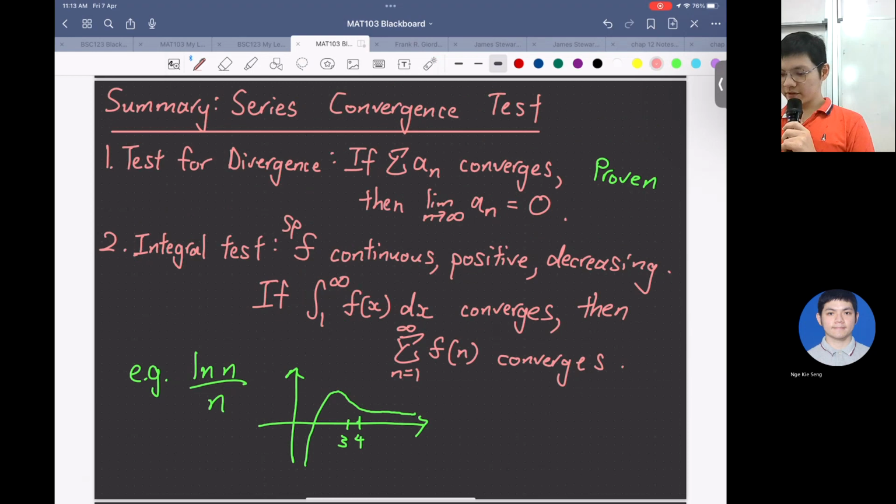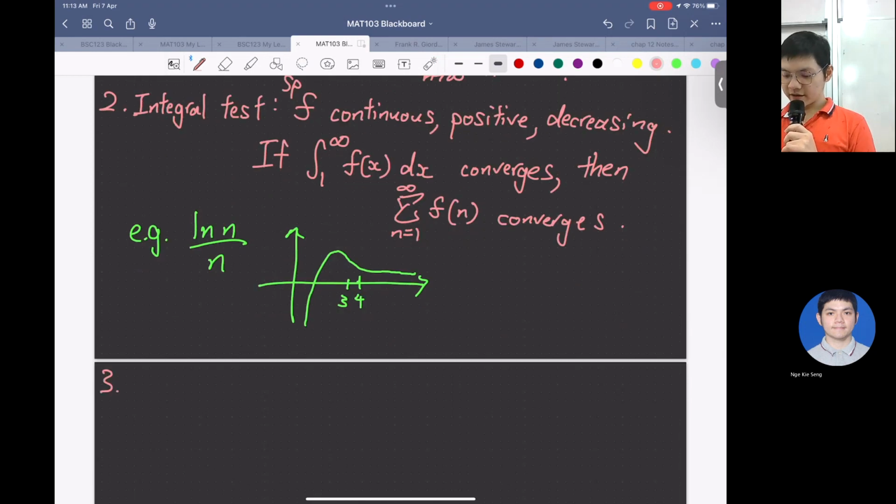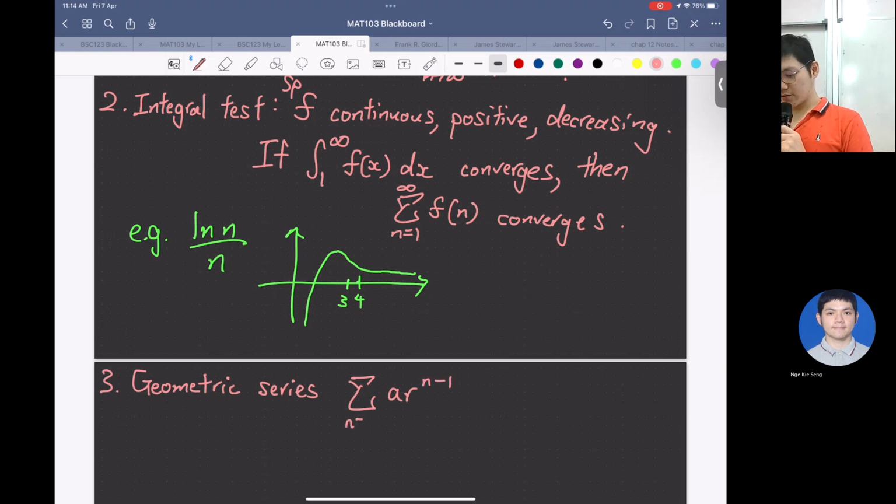What else did we learn? I think we learned geometric series, a specific series. When does it converge? The series of Rn converges only if the ratio is less than 1. Is that right?